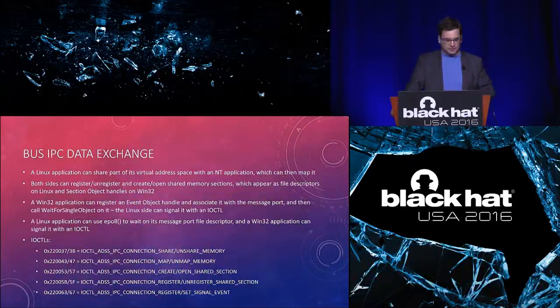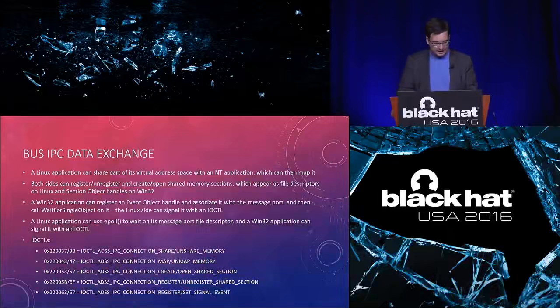You also get some data exchange APIs. So with the data exchange APIs, one side can create or register a shared memory section, and the other side can see it. The Windows side can create an event object that the other side can signal, or the Linux side can have an event object that gets signaled and then the Windows side wakes up. So you can use epoll or select or wait for a single object to do data exchange beyond just messages. And a Linux app can actually share part of its address space with an NT app, and then the NT app can map it.